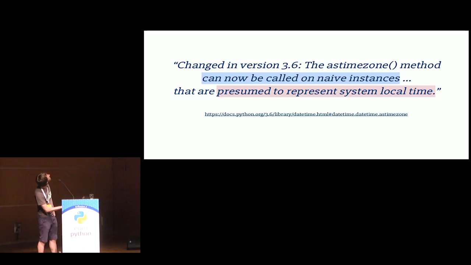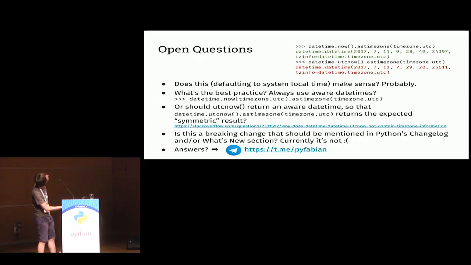of the change entry, is that it now can be called on native instances that are presumed to represent system local time. So it takes the time zone of my system local, converts it and so on, and then converts it basically again, which yeah, for me doesn't really make sense. And now the questions I have, for one thing, does it make sense defaulting to system local time? Yeah, maybe, probably.